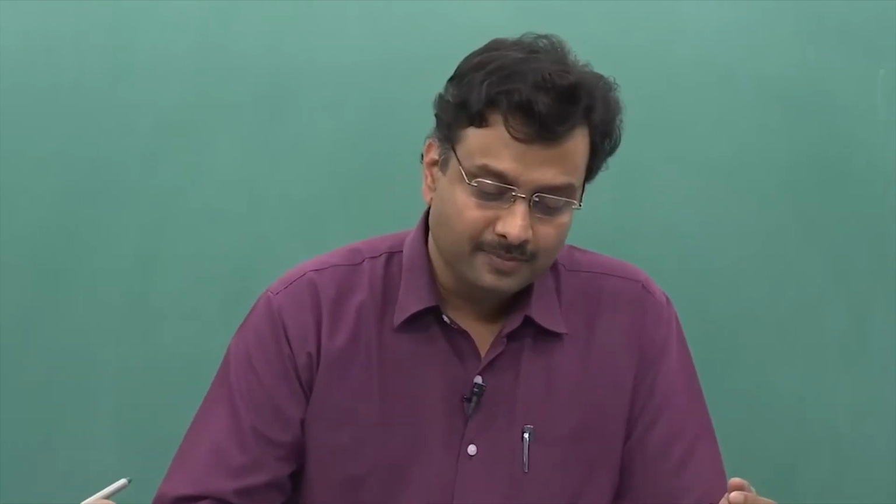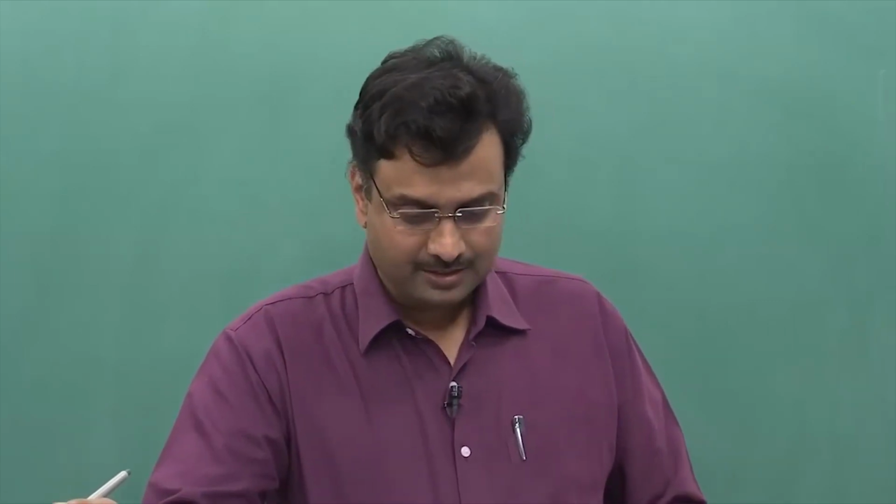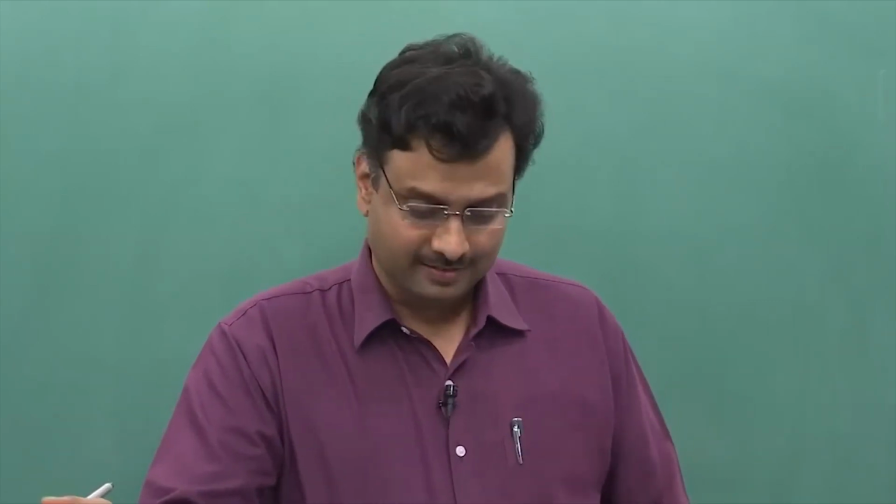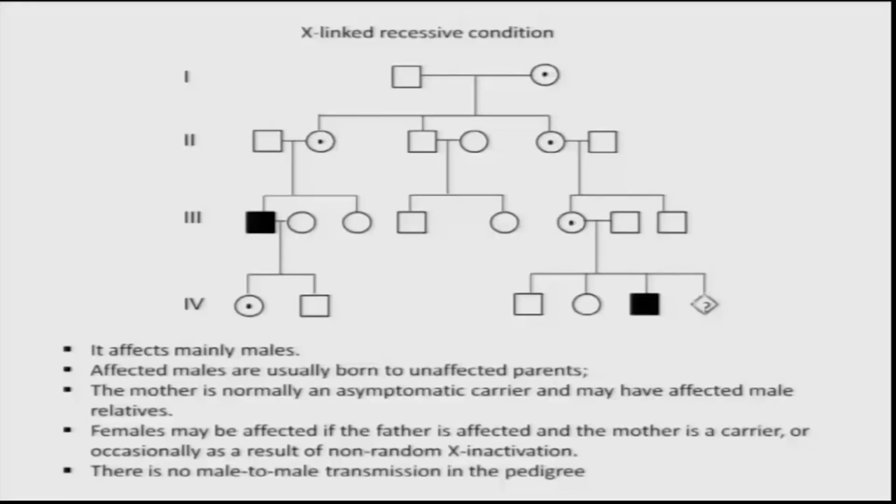Even then, since the inactivation is random, you assume that in 50% of the cells it could be inactive and so on, still you will be able to trace whether the phenotype expression of an X-linked gene is recessive or dominant. So, let us look into the recessive condition, right. That is what is shown here.